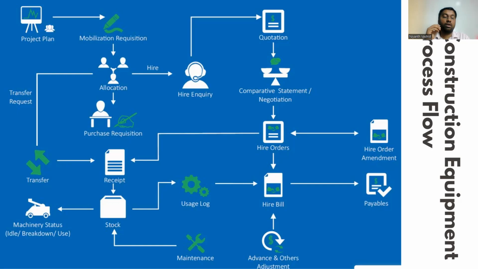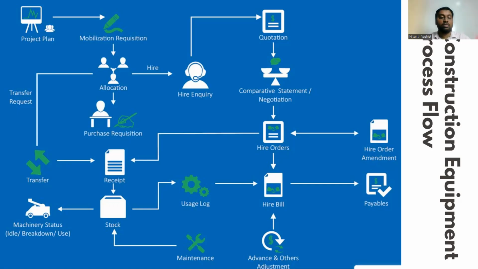Once you get the receipt, you will be getting the stock as well. Stock as in the equipment. Once the equipment comes, at the bottom you can see stock, it is considered as stock. So one is the maintenance of it. You should calibrate it, put the oil, and check all the levels, the engine, all those things need to be checked. That is the machinery status.